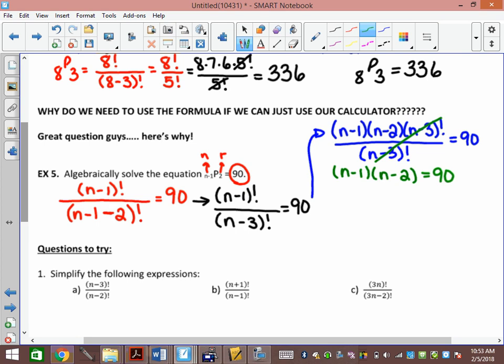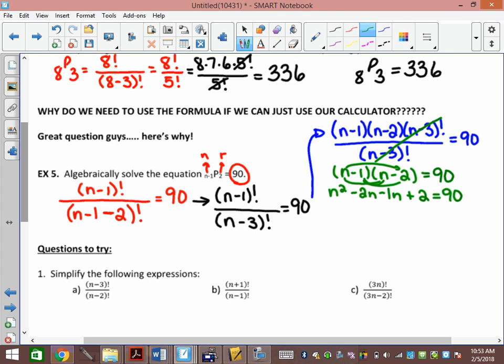Distribute? Yeah. Need to FOIL it. So n squared minus 2n minus 1n plus 2 equals 90. Holy smokerdoodles, Batman, I have a squared. What do I need to do when I have a squared?